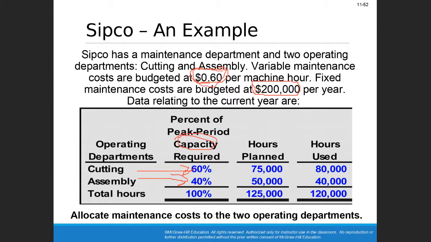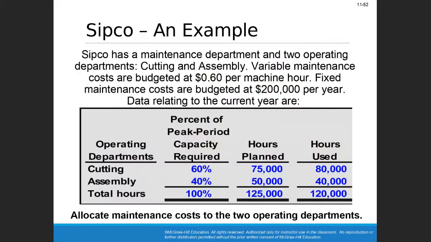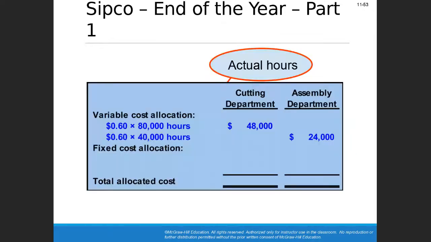So here's how many hours we're going to use, right? So here's our budgeted rate, but here's the hours we actually are going to use. All right, so now let's see how we calculate this. As you know, 80,000 and 40,000 are the actual use, 60 cents is our rate. So we're going to charge them 60 times 80 to the cutting department, that's 48, 60 times 40 to the assembly, that's 24. So here's my variable costs, how I'm allocating them.